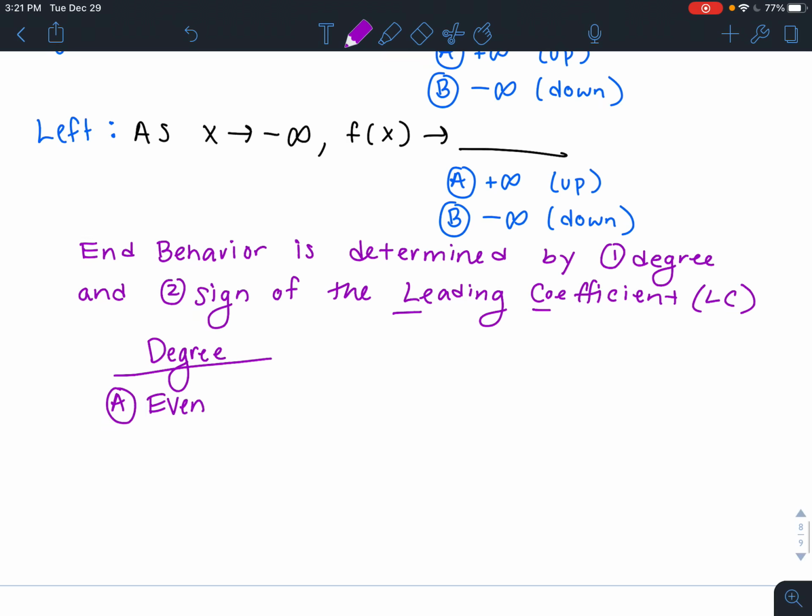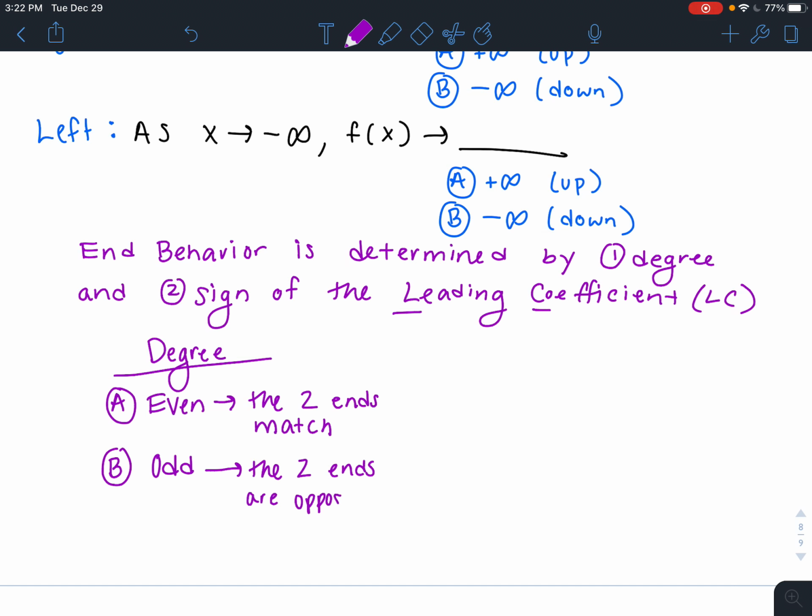An even degree is a degree of 2, 4, 6, 8, 10, and so on. Or you have an odd degree value, so a degree of 1, 3, 5, 7, and so forth. You should know what even and odd numbers are. If your degree is even, the two ends match. And if it's odd, the two ends are opposite. So one end is going up, one end is going down.